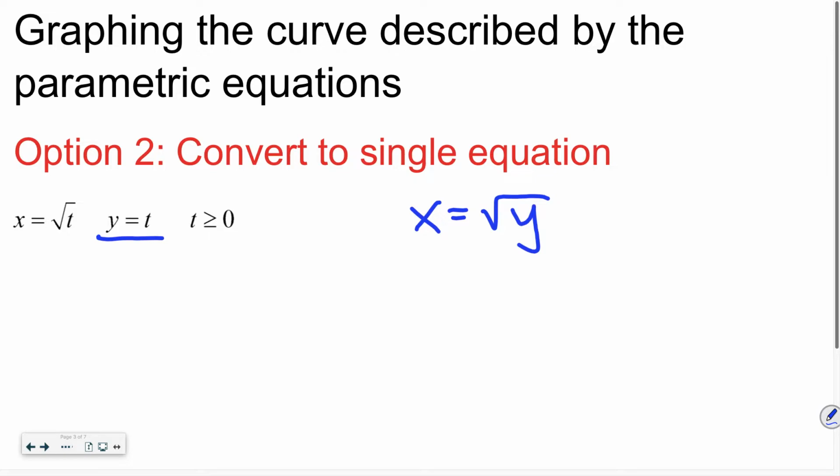It's probably not comfortable for us to see that x equals the square root of y. More than likely, you would change it to y equals x squared, which is fine. However, you would need to specify that x is greater than or equal to 0. How do I know that?